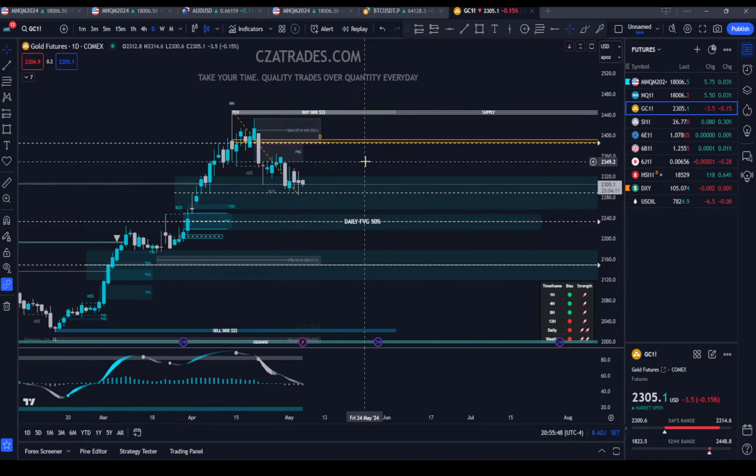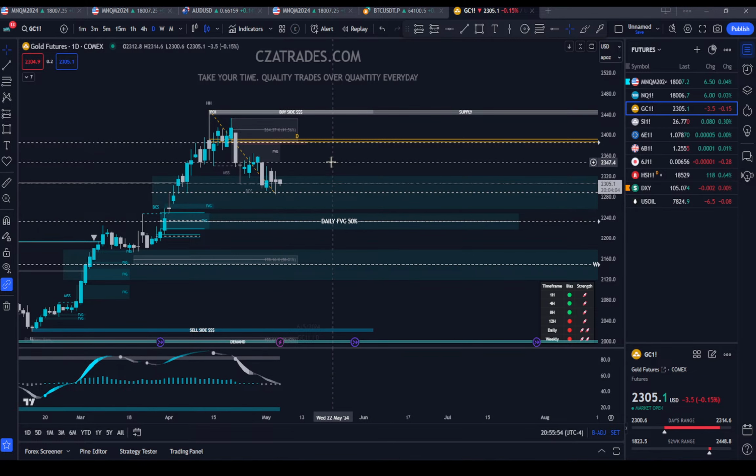Going down to the daily. This is the weekly. Looks pretty good. Holding it up. Daily fair value gap, like I said, and that's the closest one, 2233. We have a fair value gap over here on the daily. That's the halfway point. It tapped into it and it's got mitigated.